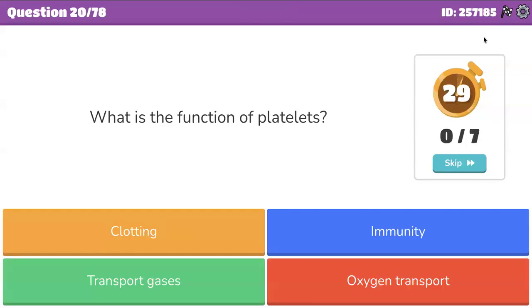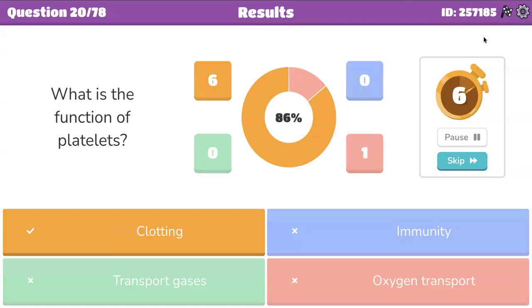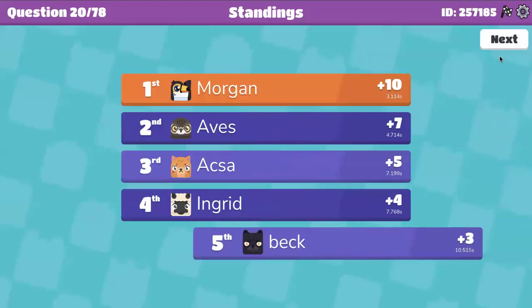What is the function of platelets? The clotting, transporting gases, immunity, or oxygen transport. Think about why they're so small. Yeah, they're clotting.